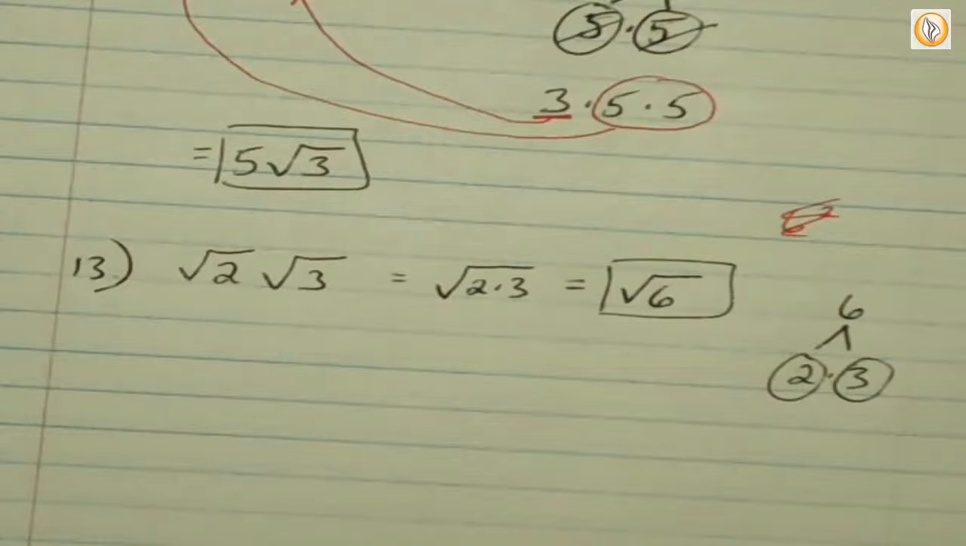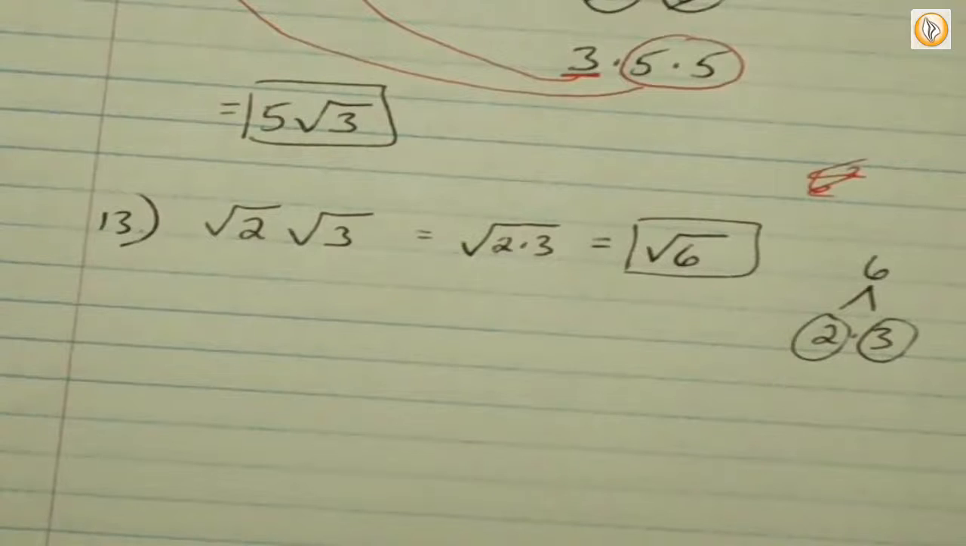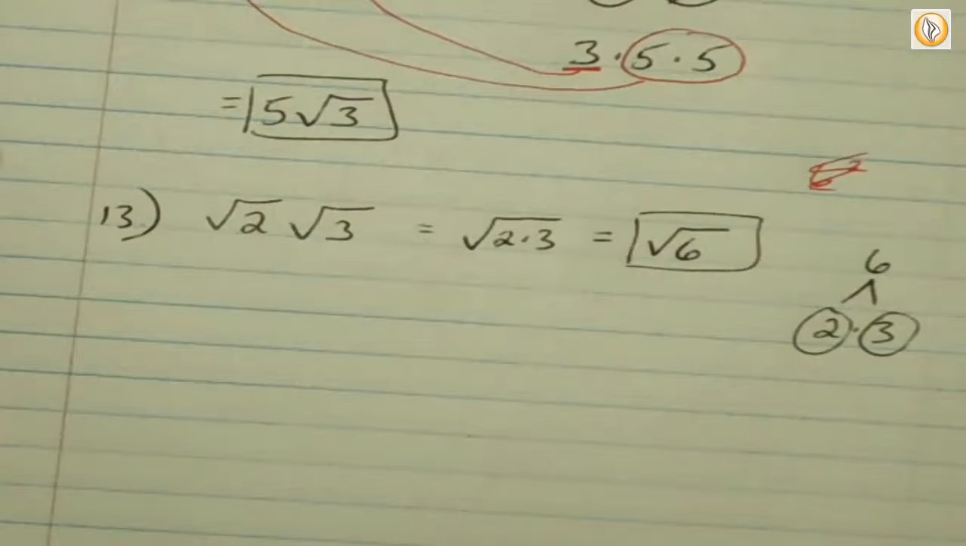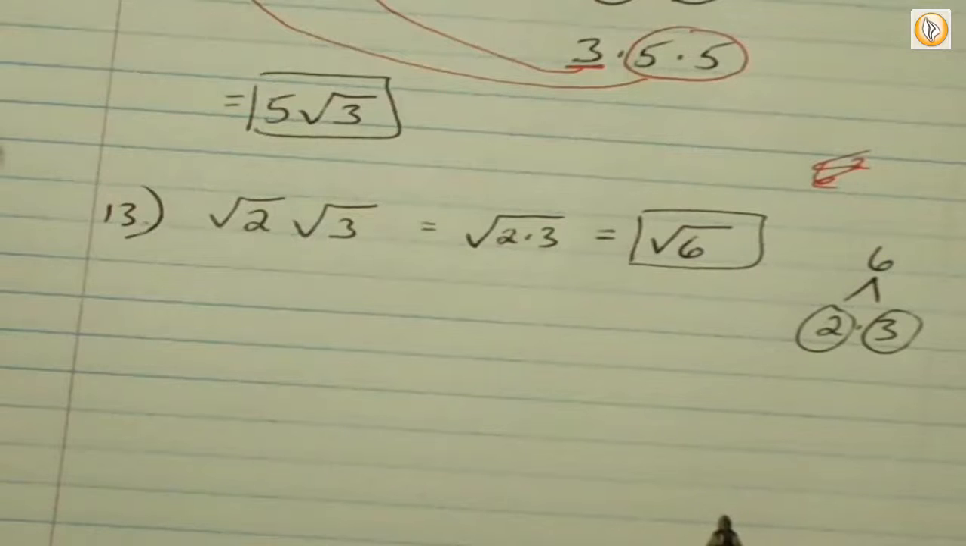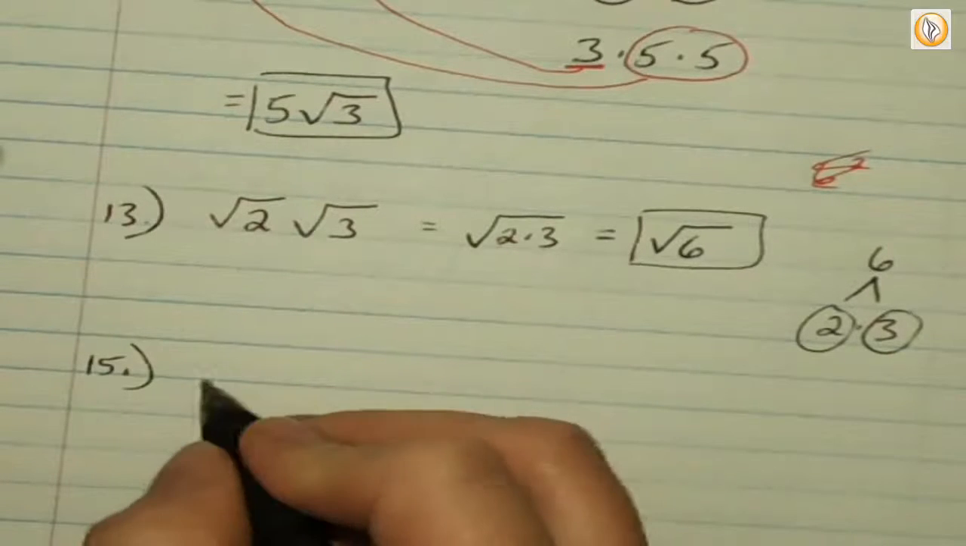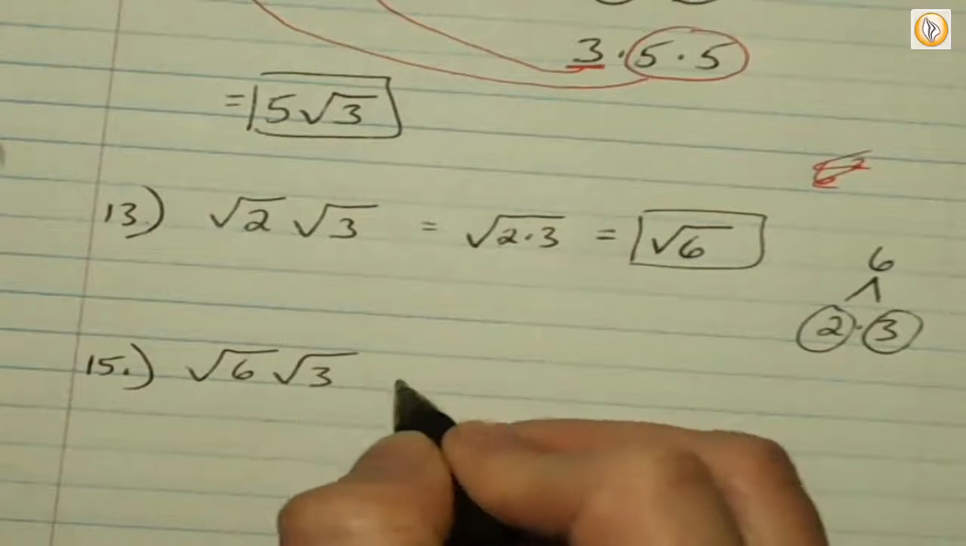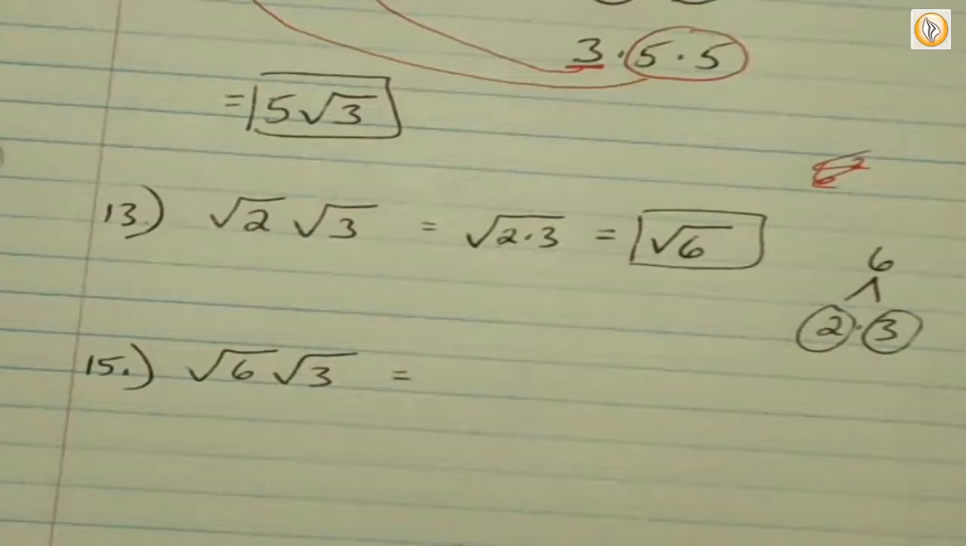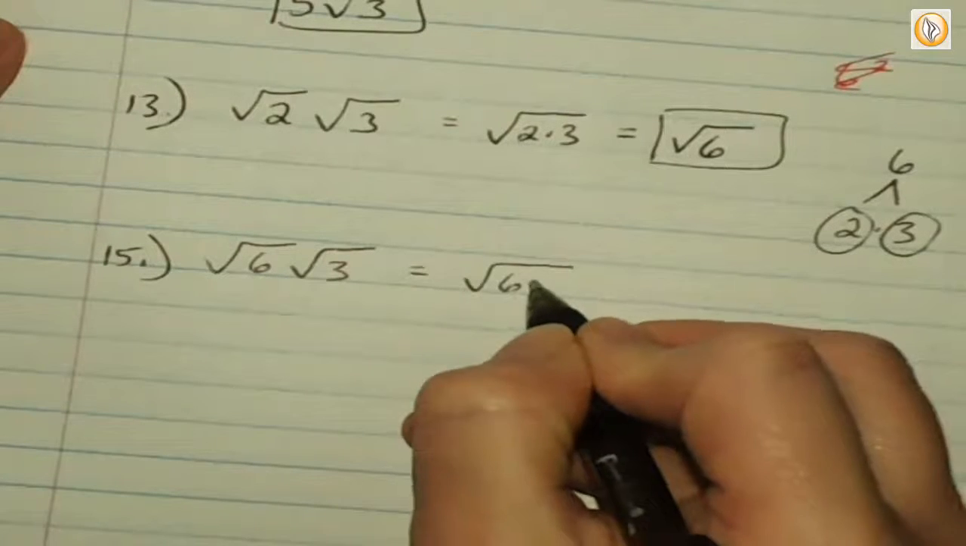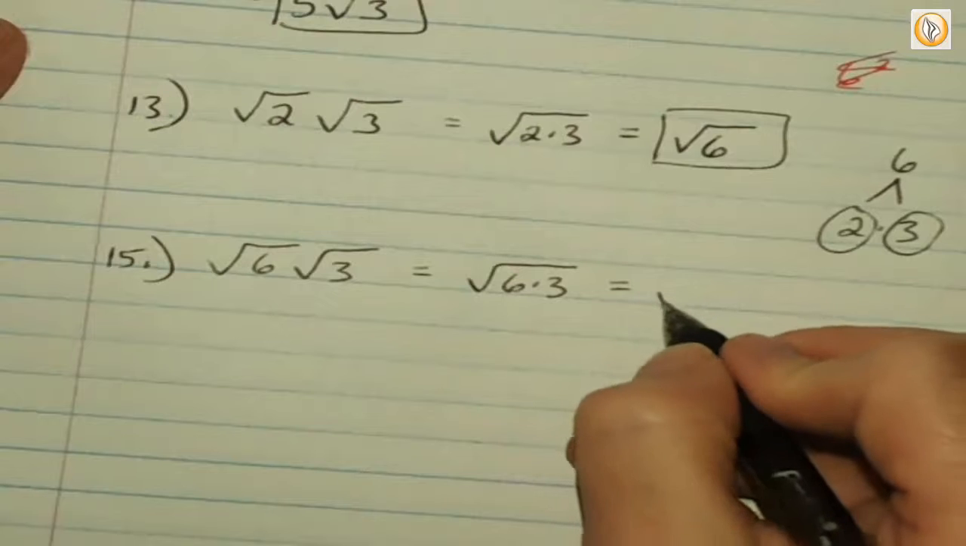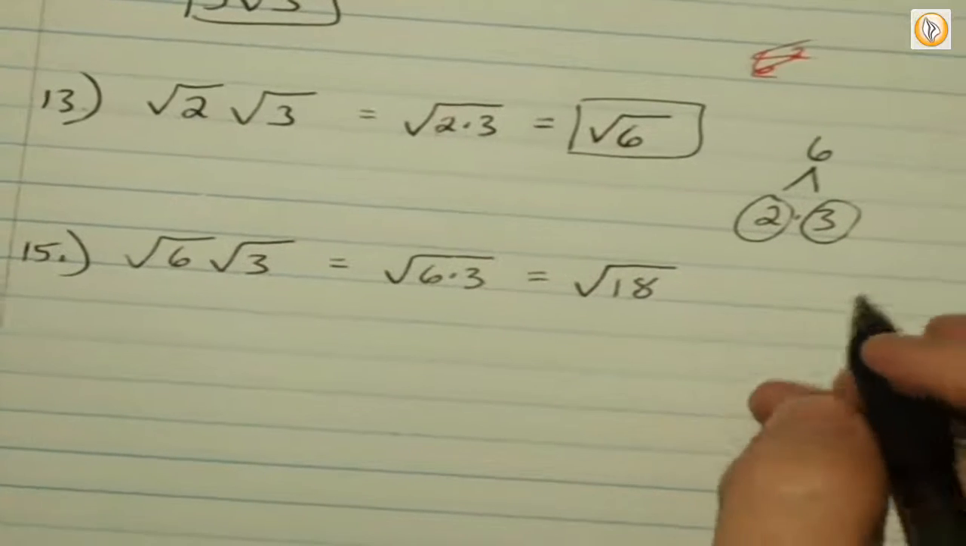Let's do another one. Let's do 15. 6 square root of 6 times square root of 3. Izzy. Okay, so you can do this in one of two ways. You can either do what she's saying, 6 times 3, which will get you what? Square root of 18.